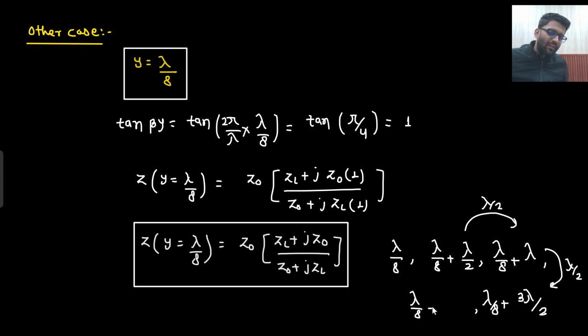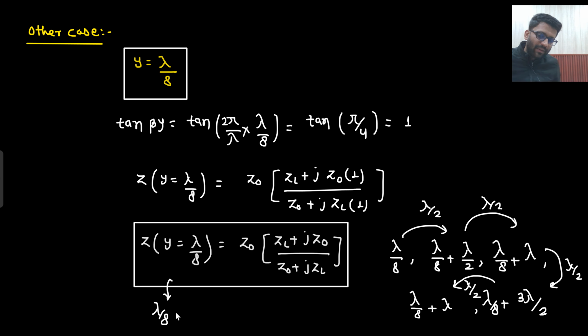Lambda by 8 plus lambda. After every lambda by 2, things are being repeated. So this is true not only for lambda by 8. Then if you add this thing, what are you going to get? 5 lambda by 8. If you add this thing as well, then what are you going to get? 9 lambda by 8.